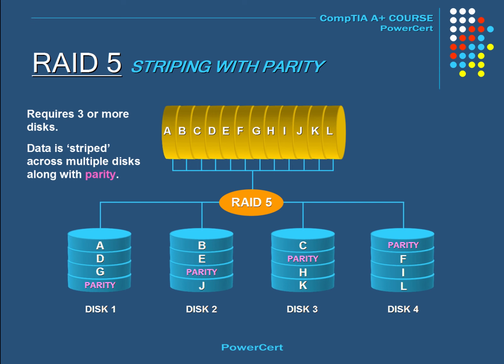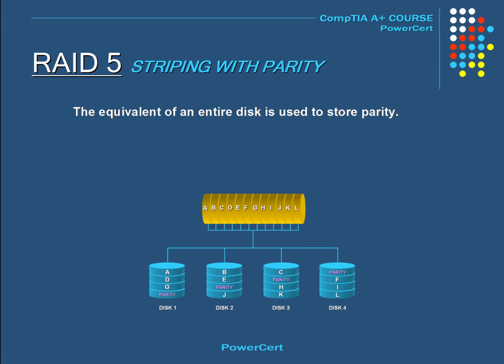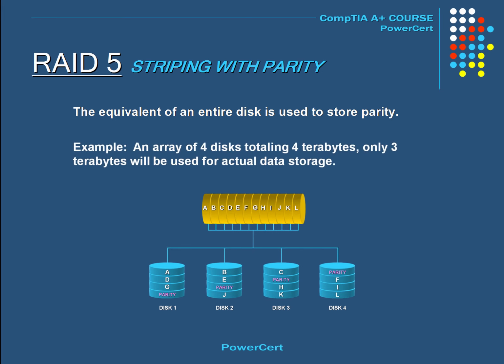But there is a downside to RAID 5, because since the equivalent of an entire disk is used to store parity, it reduces the collective amount of data that can be stored in this array. So for example, if all 4 of these disks were 1 terabyte each, that totals 4 terabytes. But in a RAID 5 setup, the total amount that would be used for data storage would be 3 terabytes, because the equivalent of 1 entire disk would be used to store parity.